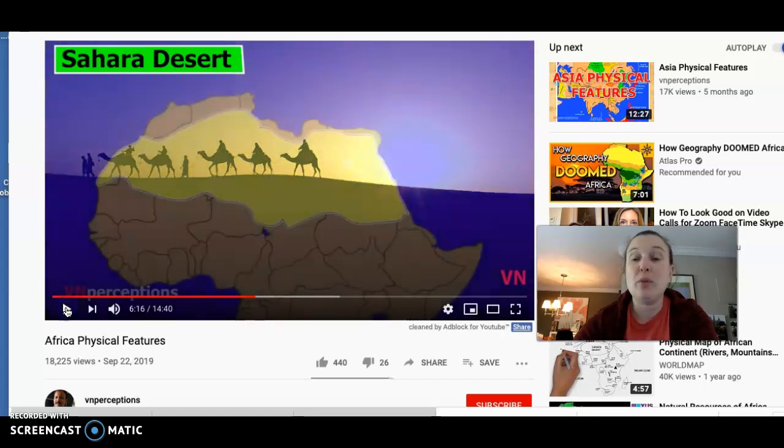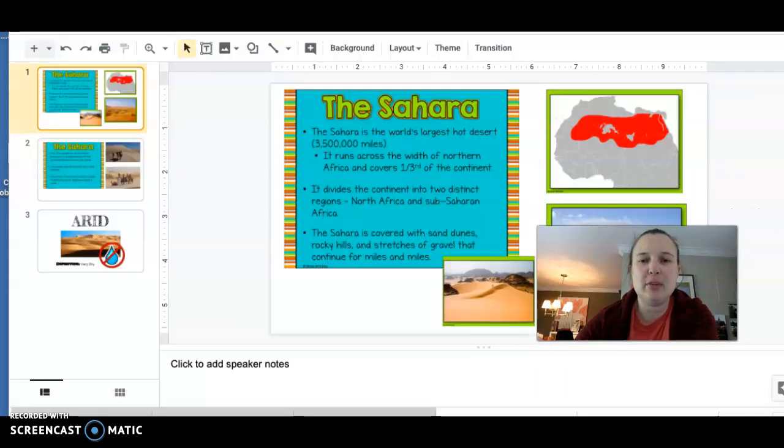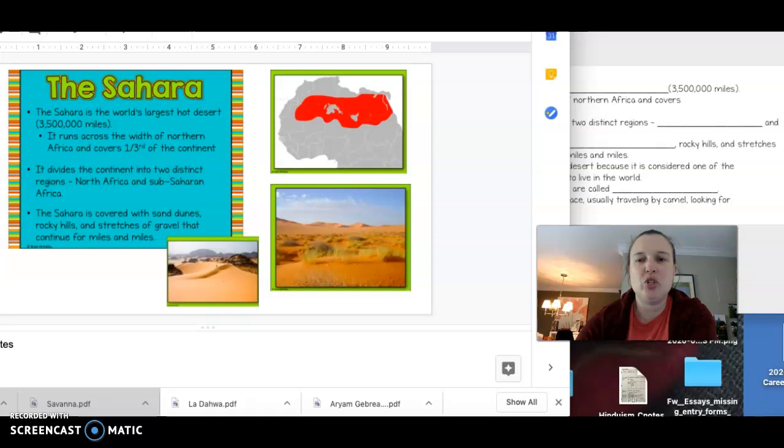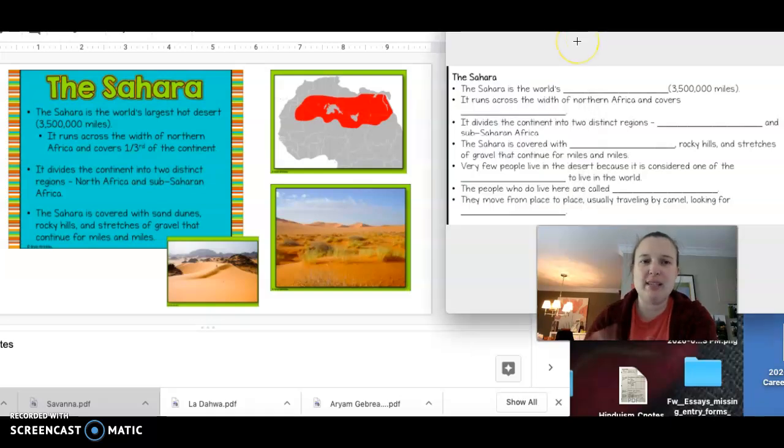Okay, we're going to pause there. So we've got an introduction to what it looks like and where the Sahara Desert is. I'm going to go now to the slides, and I put the slides for you also in Schoology. I have the slides and I have the notes. I'm hoping to show you how this goes side by side so that you can easily do the notes. The notes are fill in the blanks and the answers are on the slide. So let's see what there is to learn about the Sahara.